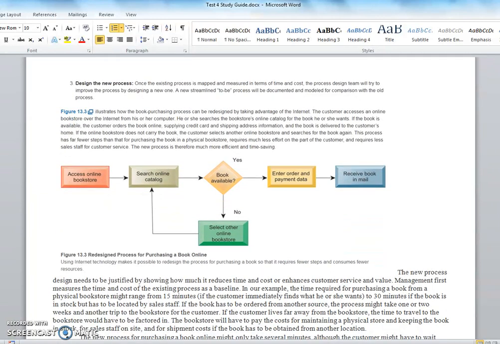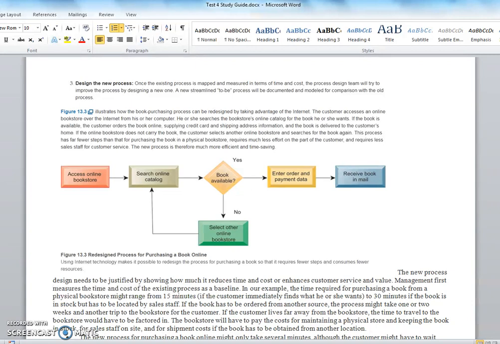Point number 3, design the new process. Once the existing process is mapped and measured in terms of time and cost, the process design team will try to improve the process by designing a new one. A new streamlined to-be process will be documented and modeled for comparison with the old process. Figure 13.3 illustrates how the book purchasing process can be redesigned by taking advantage of the internet.